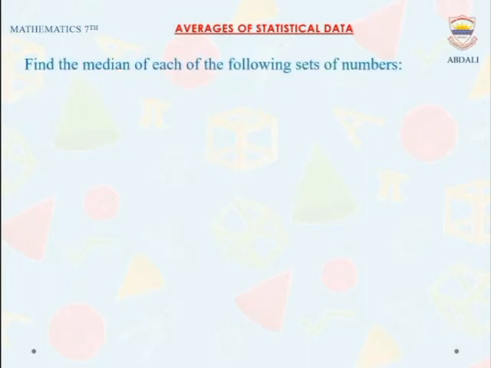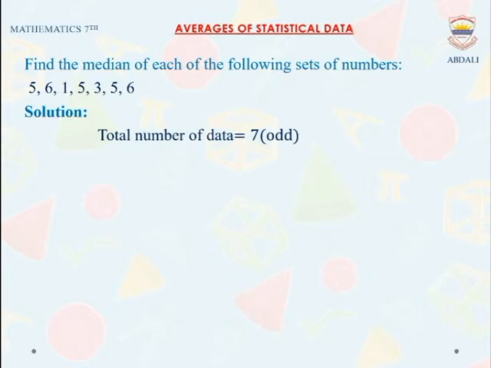The question statement is, find the median of each of the following sets of numbers. And the data set here is 5, 6, 1, 5, 3, 5, 6. So class, we are done with mean in the previous lecture, and now we are going to see median. So let's start its solution.